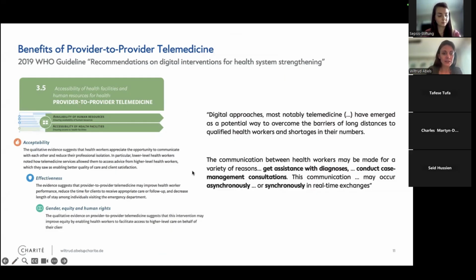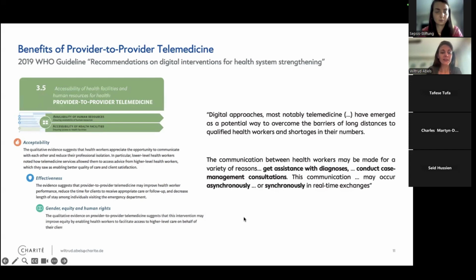And it has been found, and this is based on literature review, mainly qualitative evidence, that healthcare workers appreciate the opportunity to have P2P telemedicine to communicate with each other. It reduces professional isolation, especially in settings where there is a lack of specialized healthcare workers. And it's in particular lower level healthcare workers who say that telemedicine services allow them to access advice from a higher level, which then eventually allows them to provide a better quality of care and serve their patients better.